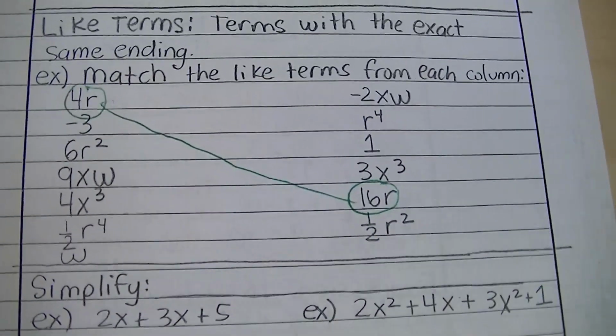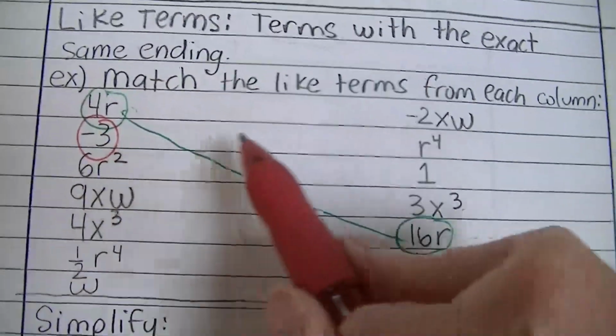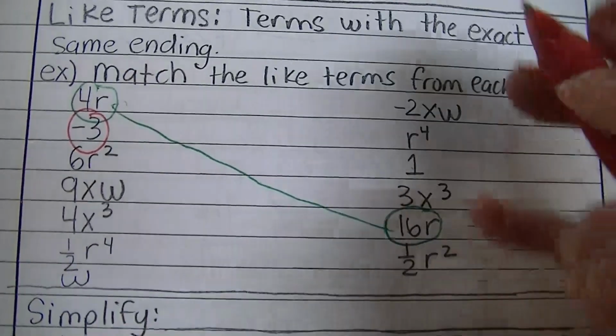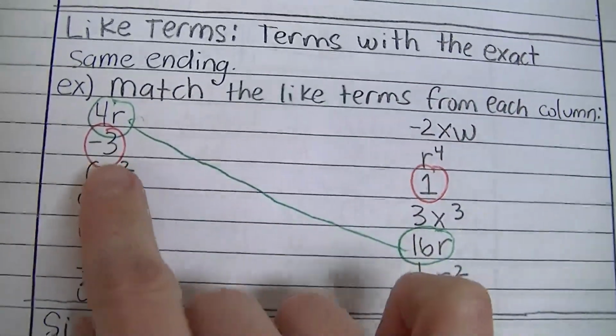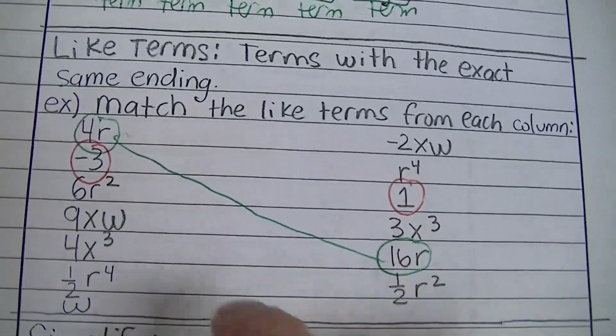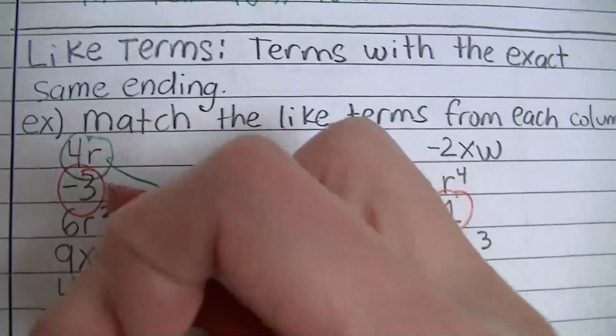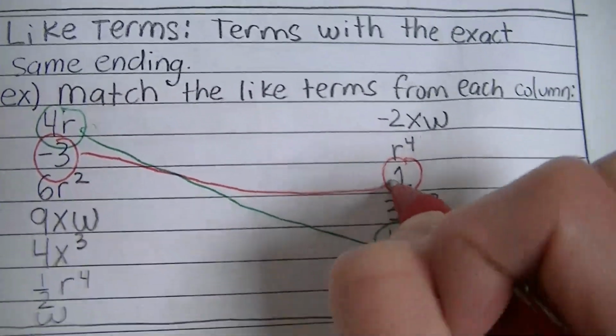All right, I see next I have a constant, -3. So let's find another constant. And 1 is also a constant. It does not matter that that's -3 and this is +1. That does not matter. What matters is the very end, the ending, okay? See how this is a constant, that's a constant? There's no variable attached to its ending. So those are like terms.